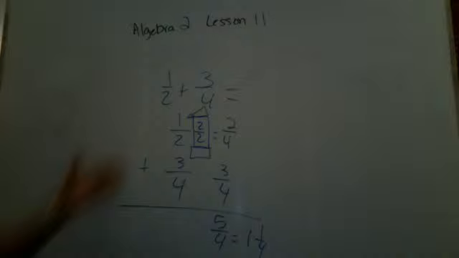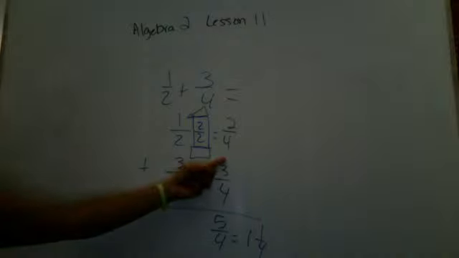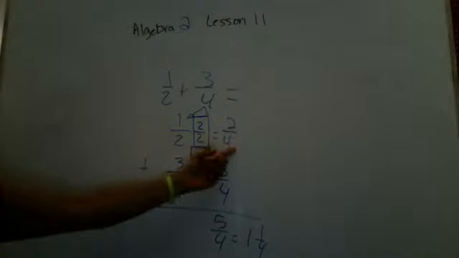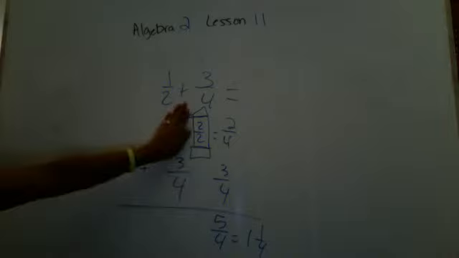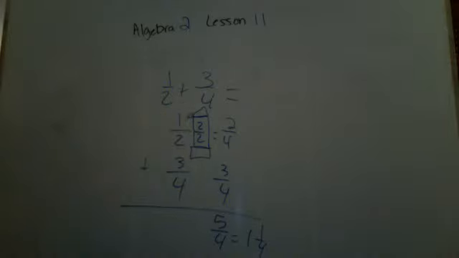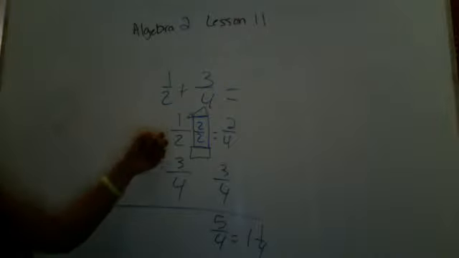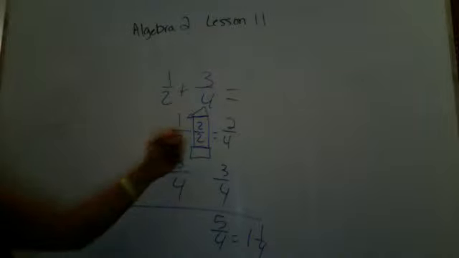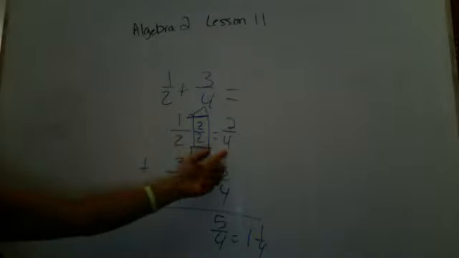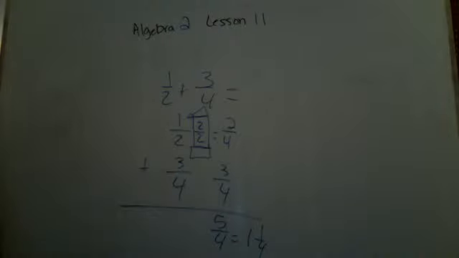So did I change this number when I rewrote it? It looks different, but I didn't change it. I renamed it because I simply multiplied this by 2 over 2. What is 2 over 2? 2 divided by 2 equals 1. And what does our identity property of multiplication say? When you multiply anything by 1, it's itself. So I'm simply multiplying 1/2 by 1, so therefore I did not change it. It just looks different, so we're just simply renaming it.